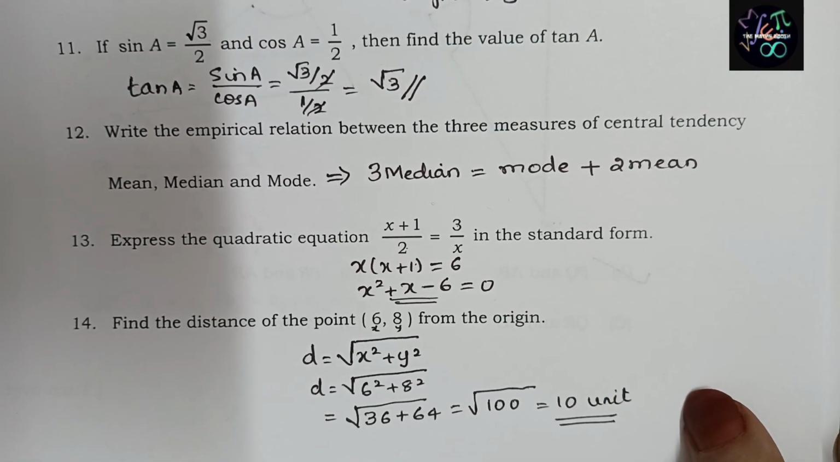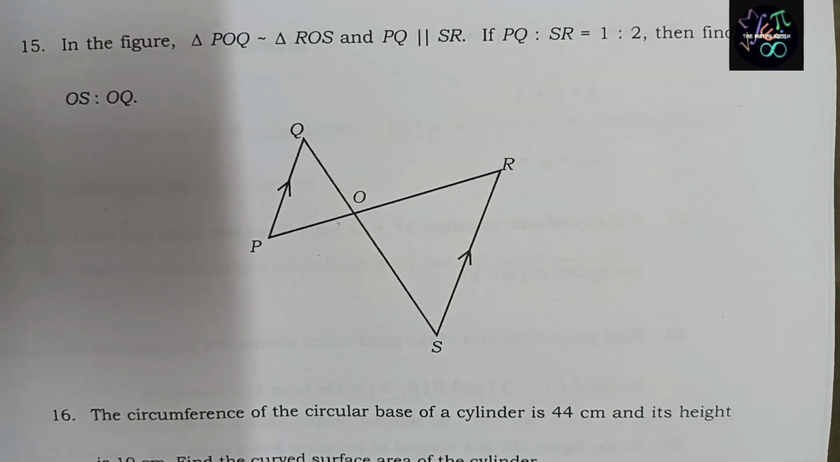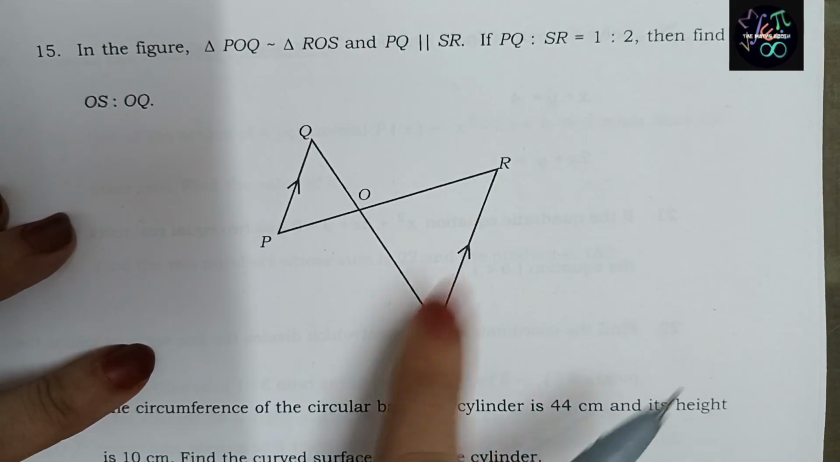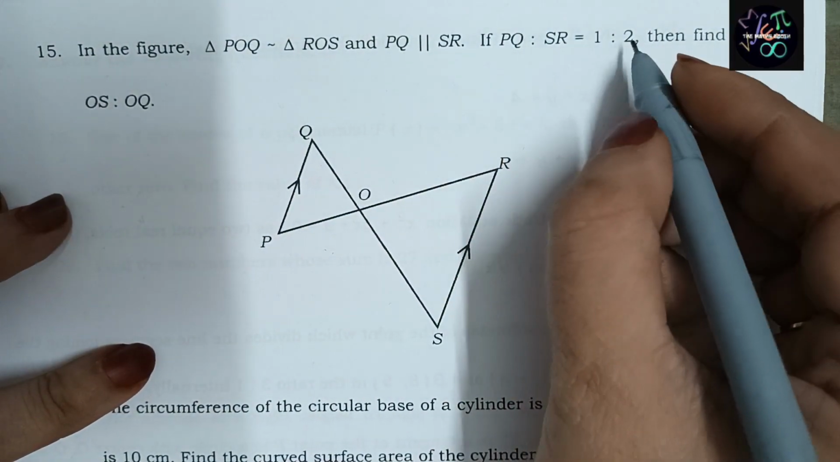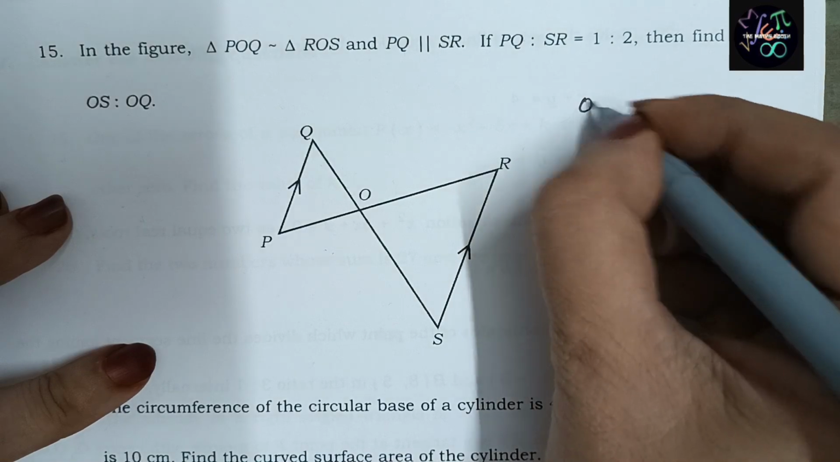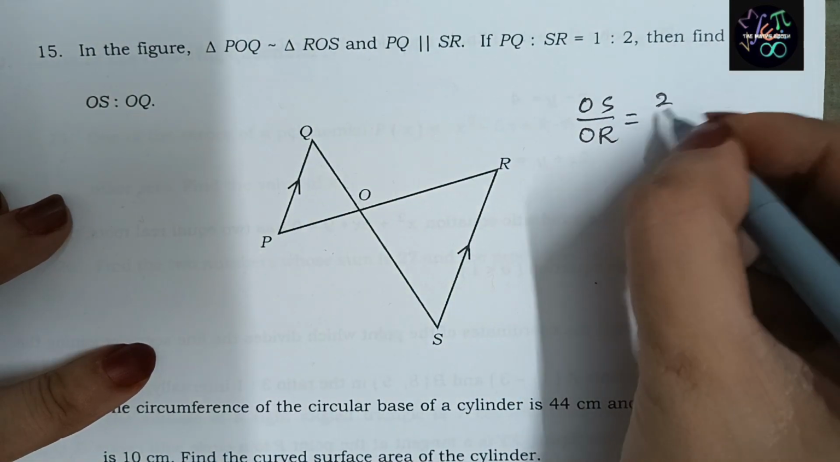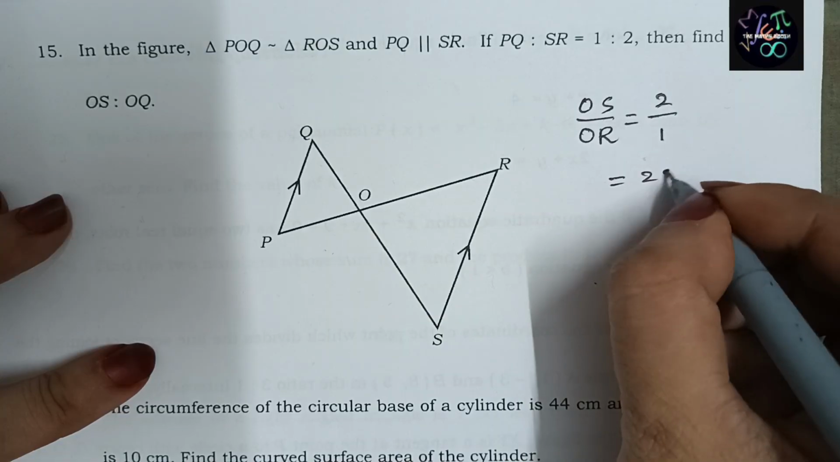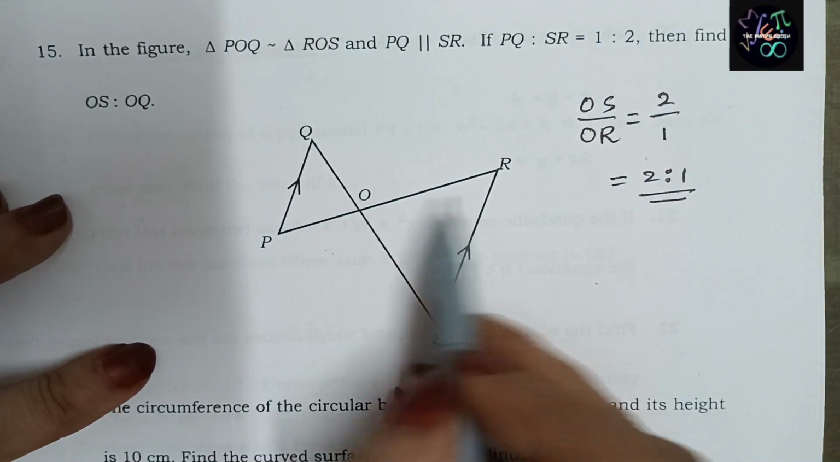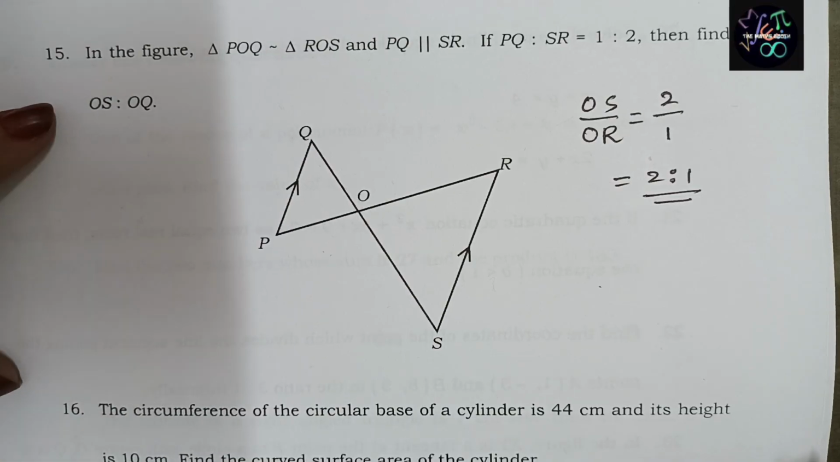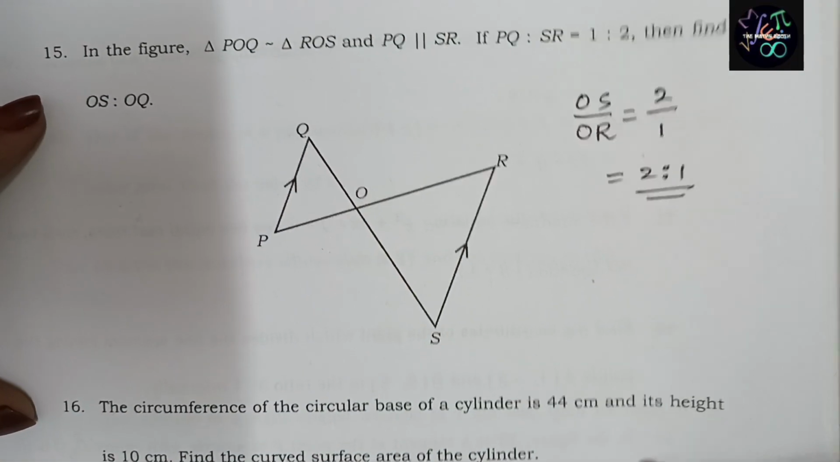Next question, here they have given in the figure triangle POQ is similar to ROS. If PQ is equal to SR 1 by 2, then find OS upon OQ. So OS upon OQ is nothing but 2 by 1, that is equal to 2:1, because they are similar triangles and their corresponding sides are in proportion. So it becomes 2 by 1, that is 2:1.